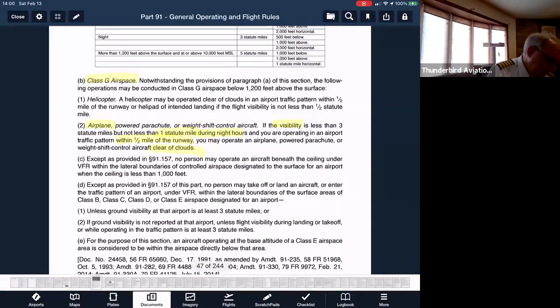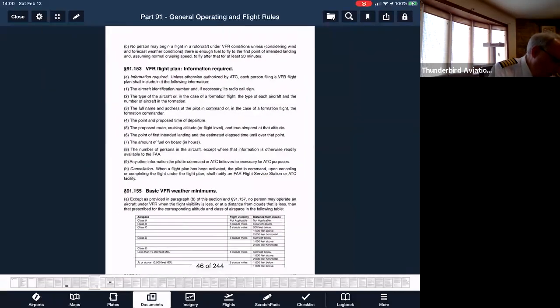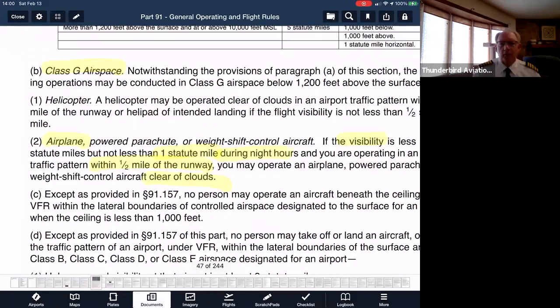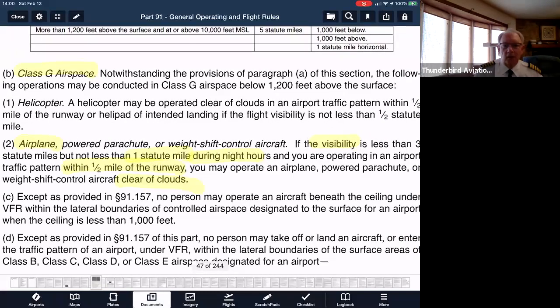But in 91.155, basic VFR minimums, this is the only place this is written. It's not in any of the textbooks I've seen. It's written like a lawyer, so let me decode this for you. If you're in Class G airspace in an airplane, you can fly around with a visibility of 1 statute mile, clear of clouds, as long as you stay within a half mile of the runway.